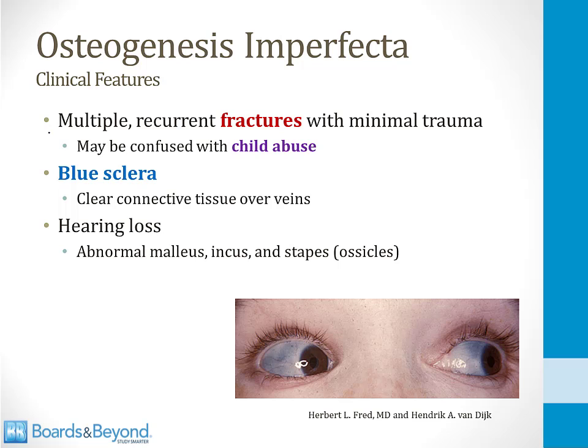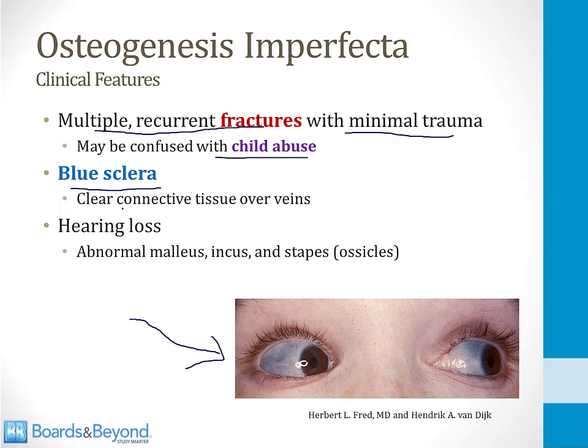Let's talk about the clinical features of osteogenesis imperfecta. Children with this disorder have multiple recurrent fractures with minimal trauma. It is often confused with child abuse until the disorder is diagnosed. Another classic feature is blue sclera. This is a picture of blue sclera on the screen here. The sclera should be white, but they have a blue hue to them in osteogenesis imperfecta.